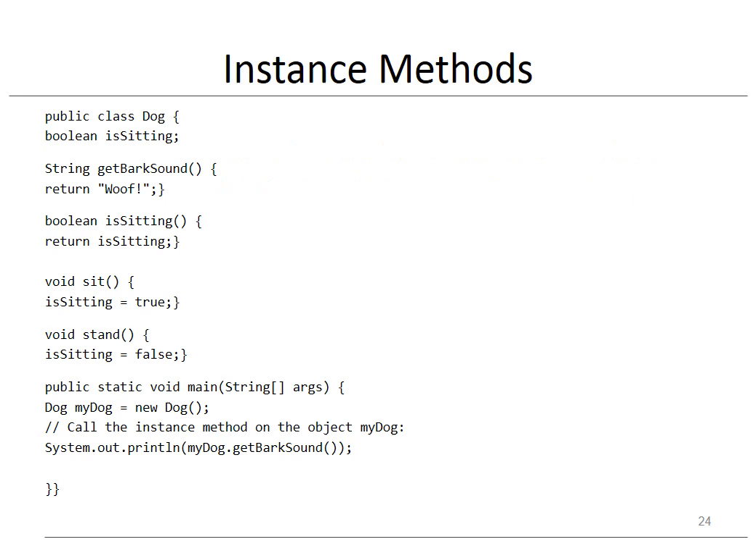Let's work out an example. Here you can see an example of a class dog. It has one instance variable isSitting, which is of type Boolean, and 4 instance methods getBarkSound, isSitting, sit, and stand. Remember that a method always returns a type or void if it doesn't return anything. A method returning something should always include the keyword return in its body. In the main method, a new dog object, myDog, is created. We then call the instance method getBarkSound and print the result to the console.